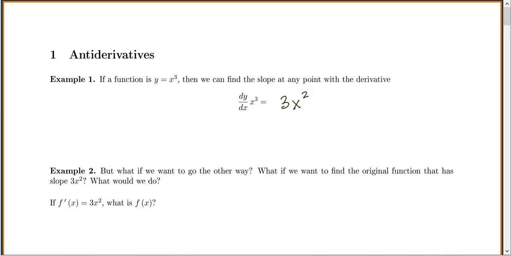So if we know that the derivative of a function is 3x squared, well then what would f of x be? What was the original function that gave us the derivative of 3x squared? Well, in this case we could say that it must have been x cubed, because in our last example we said if we start with x cubed and we take the derivative, we get 3x squared. So now we're saying if we want to go in the opposite direction, if we want to take the antiderivative, if the derivative is 3x squared, the antiderivative or the original function would be x cubed.